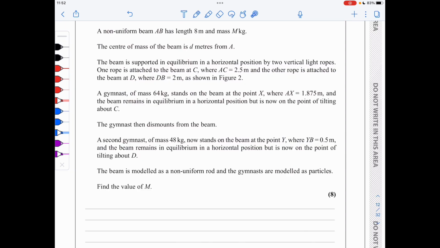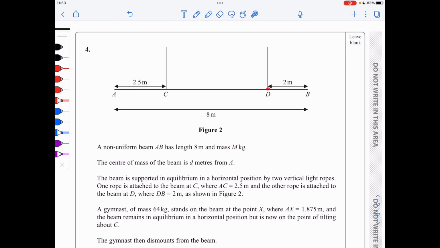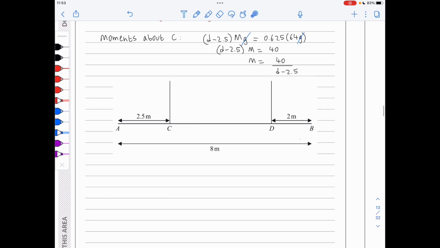We are then told that the gymnast dismounts from the beam, and we've got a second one of mass 48 kilograms now standing at point Y, where YB is 0.5 meters, and we now have the beam remaining in equilibrium in a horizontal position, but is now on the point of tilting about D. So if it's about to tilt about D, there is no tension at C. So once more, I will add the forces on my diagram. We've got the tension at D here, so this is TD. We still have the center of mass, so the mass is capital M, and this is at a distance of d meters from point A.